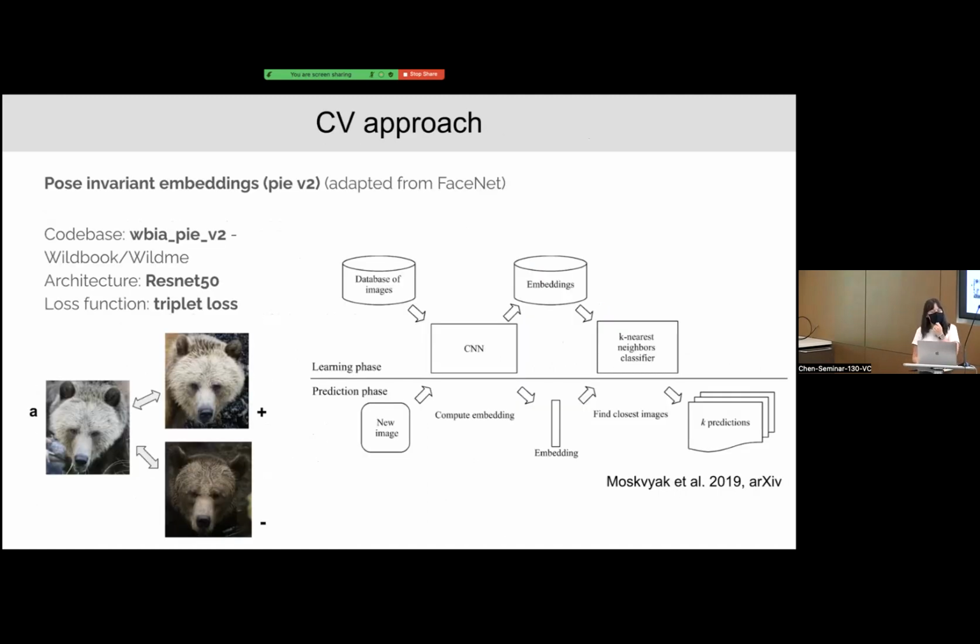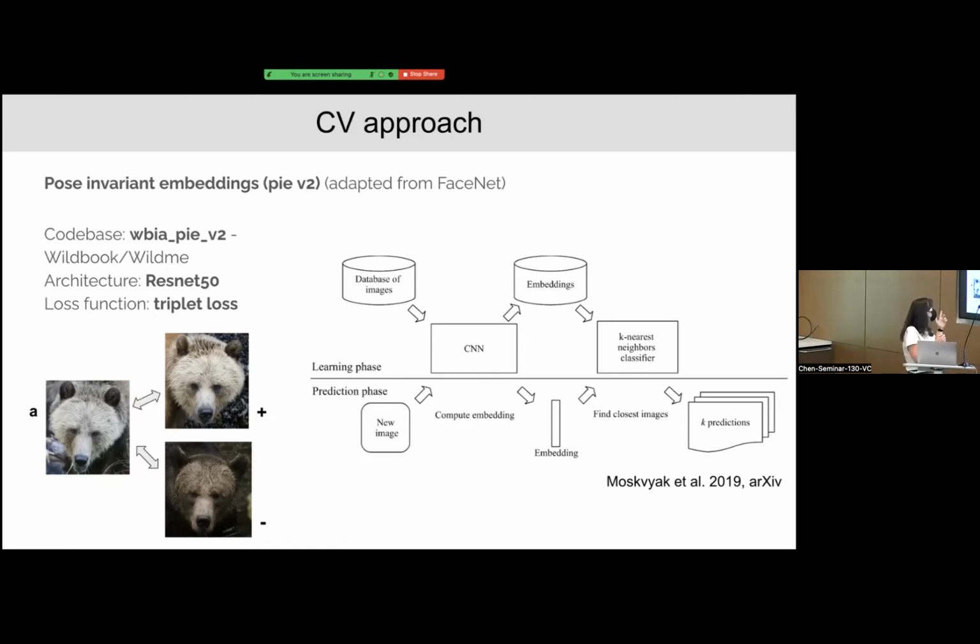So we're using the Pi model, the pose invariant embeddings, which is adapted from FaceNet, and the code base that we're using is the Wabia Pi version 2, developed by Wildbook While Me by Jason's group. It uses a ResNet 50 architecture, and it uses this triplet loss function. So the way that works is it takes an anchor image of one individual, and then it has matching and non-matching pairs. The matching pair would be a different image of that same individual, and then an image of a different individual too.